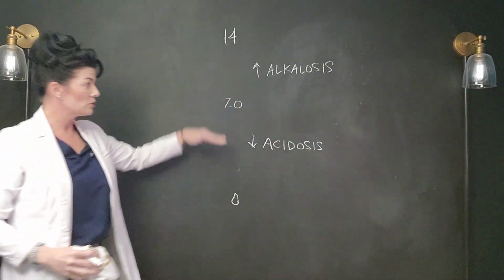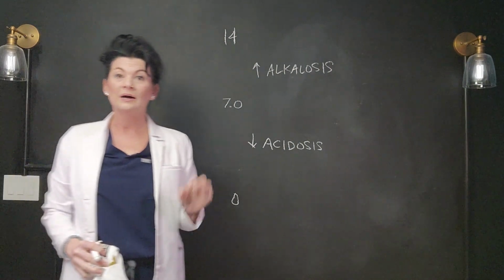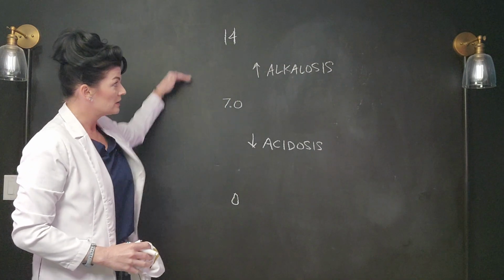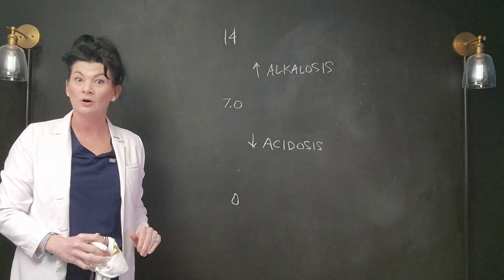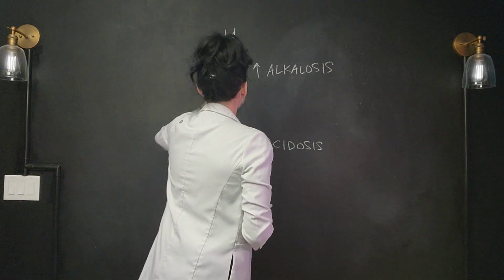Okay, so just starting with this, as we just said, for humans, our pH is between 7.35 and 7.45. So you can see that we are a little bit more alkalotic than we are acidic. All right, start there, okay?